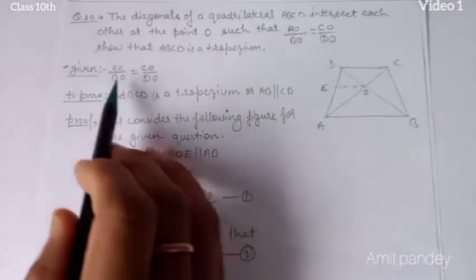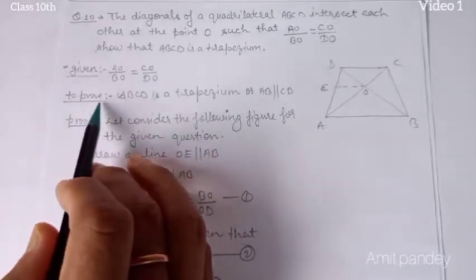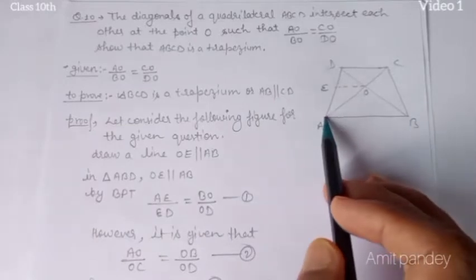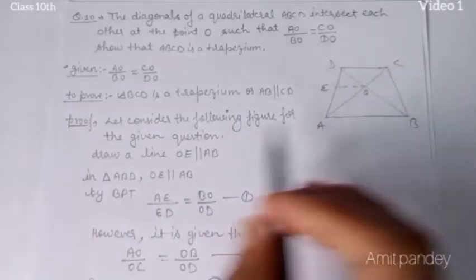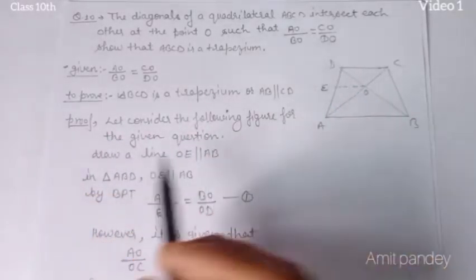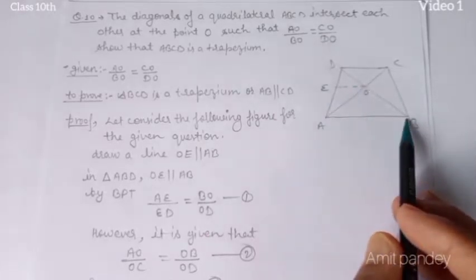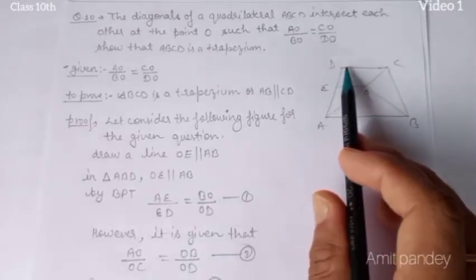Understood? So the given term is AO upon BO is equal to CO upon DO. What we have to prove is that ABCD is a trapezium, or in a trapezium we can prove that AB is parallel to DC. So let's consider the following figure for the given question. Draw a line OE which is parallel to AB.